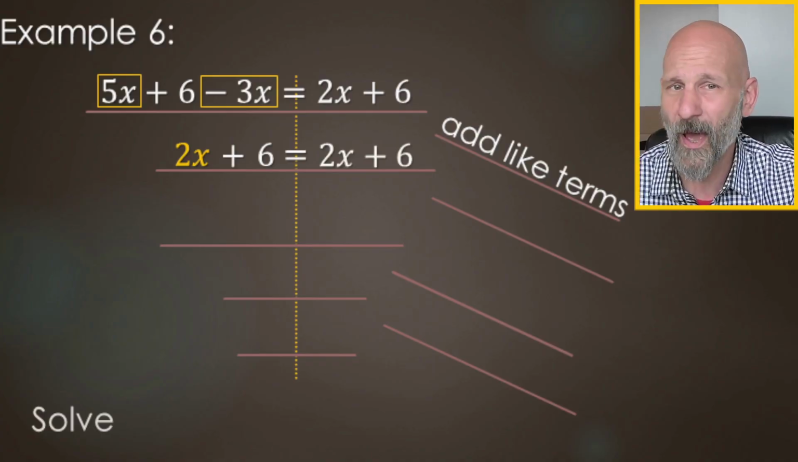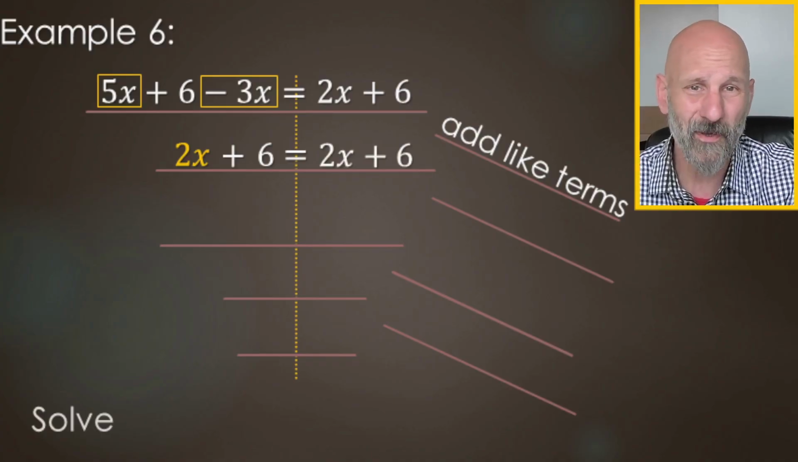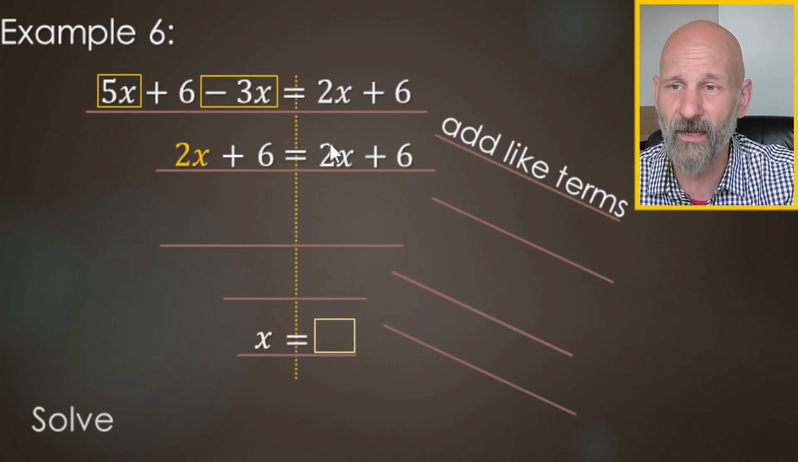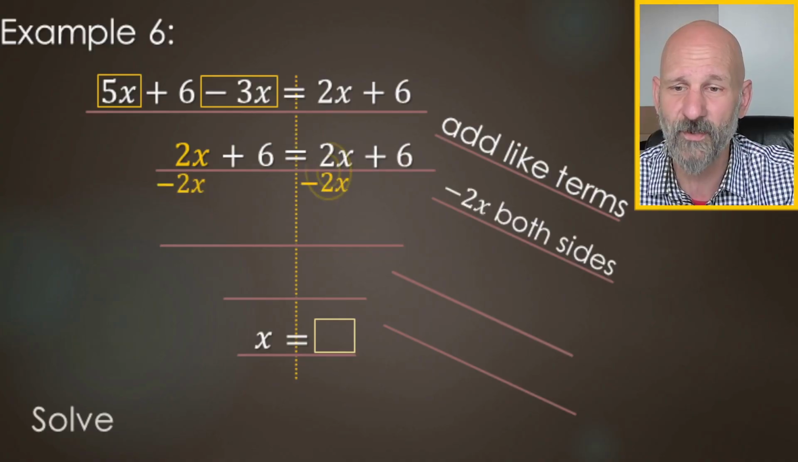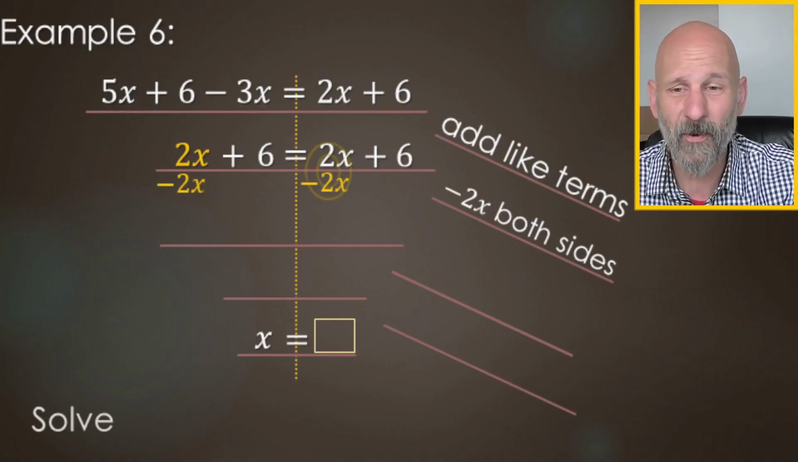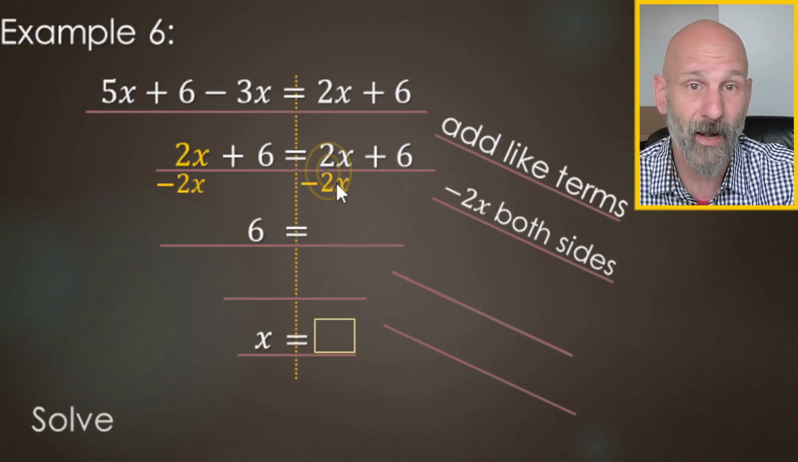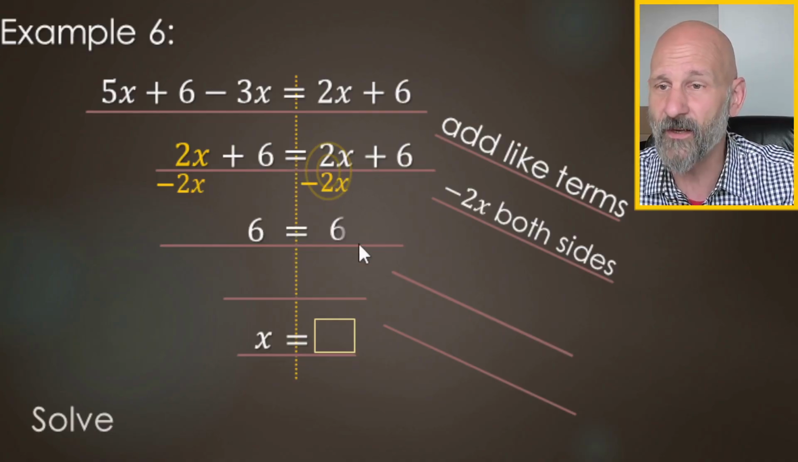Now, if we're following the pattern from the last time, we do want x's on one side or the other. Let's just say we want x's on the left, which means we don't want this 2x right here. So we're going to subtract 2x's from both sides. Similar thing happened as the last time. So check it out. 2x minus 2x, no more x's, just the 6 on the left-hand side, and then the right-hand side, no more x's, which is what we wanted, and then just a 6 there.